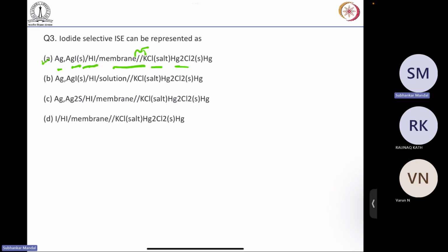Yeah, Barun has written A. Yeah, A will be the answer.